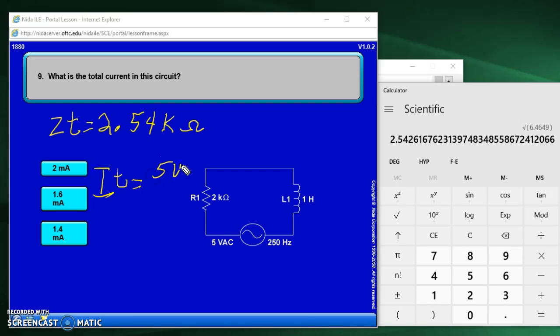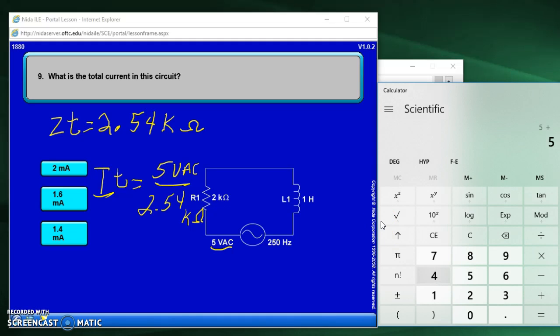And we need ZT in order to calculate IT, because IT is equal to E, the applied voltage, in this case 5 volts AC, divided by 2.54 K ohms. I'll write that kind of underneath here. So this is pretty much Ohm's law, because once we figure out the impedance of this circuit, it is pretty much Ohm's law to get current.